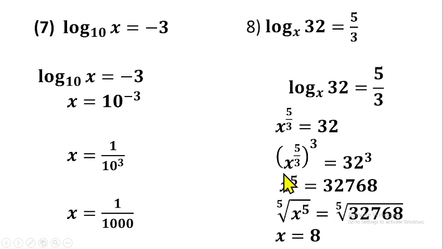32,768. Then how do we get rid of this power 5? By finding the fifth root of this. You have the fifth root of x raised to the power 5, then you take the fifth root of the other side as well. Then you have x equal to 8, because the fifth root takes care of the power 5, so we have x left. The fifth root of 32,768 is 8. So our x is 8. That means I can raise 8 to the power 5 over 3 to get 32. That's what that literally means.